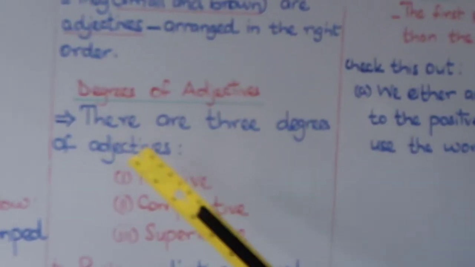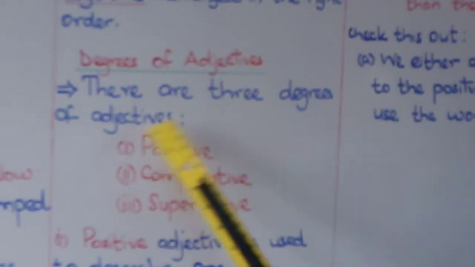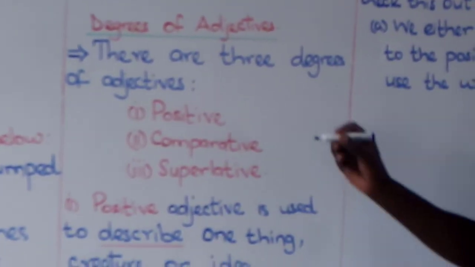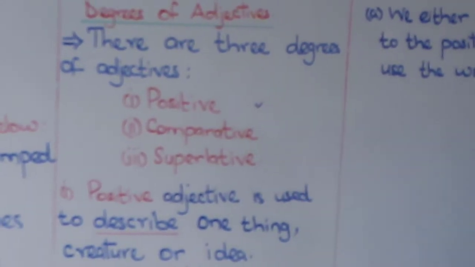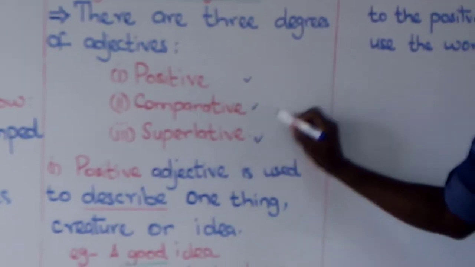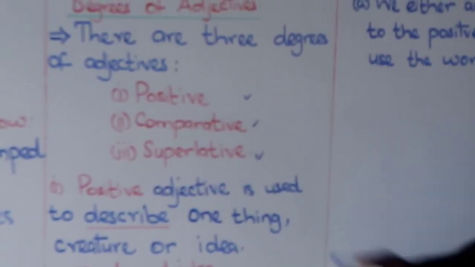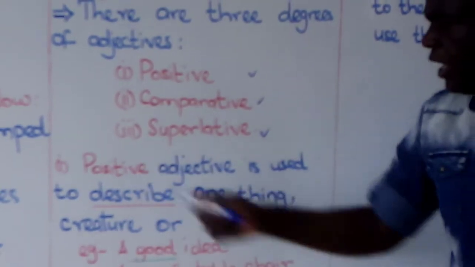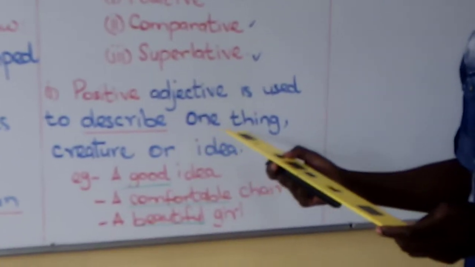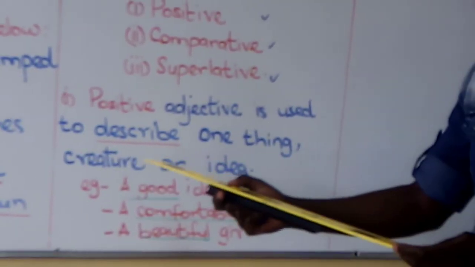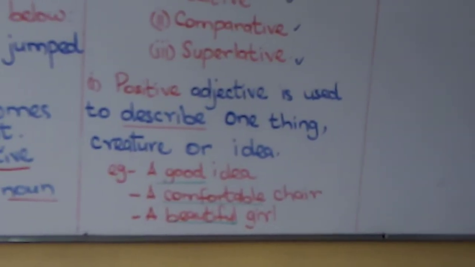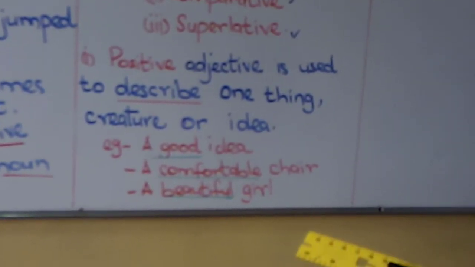Degrees of adjectives. There are 3 degrees of adjectives. We have a positive degree of adjectives. We've got a comparative degree of adjective, and we've got a superlative degree of adjective. Now, positive. I begin with positive. A positive adjective is used to describe one thing or idea or creature. Only one thing, one noun that is being talked about.